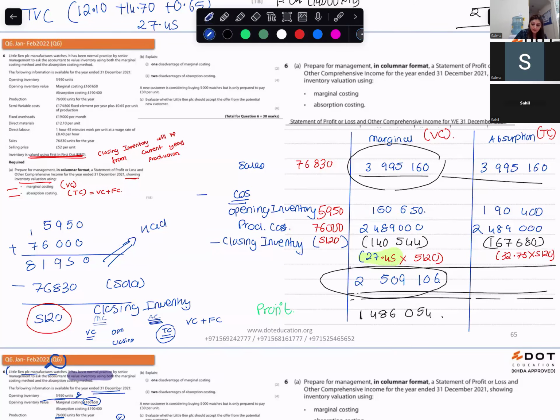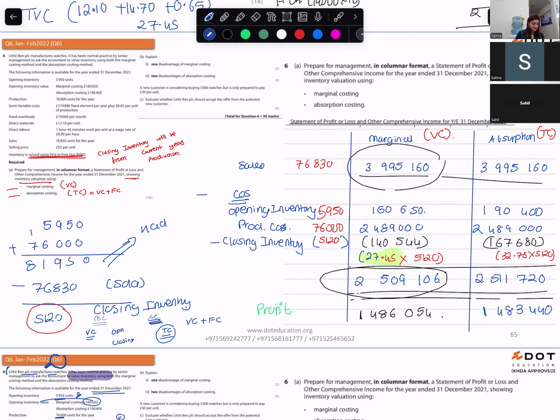Can you give me the profit as per absorption costing? Before that, give me cost of sales as per absorption costing. 190,400 plus 2,489,000 minus 167,680. So it is 2,511,720. Profit will become 1,483,440.